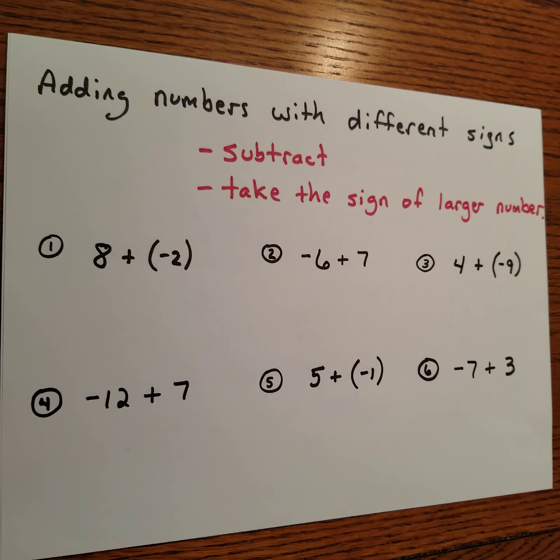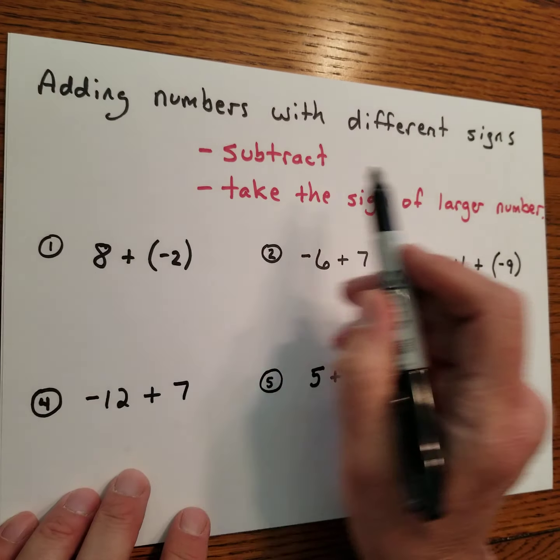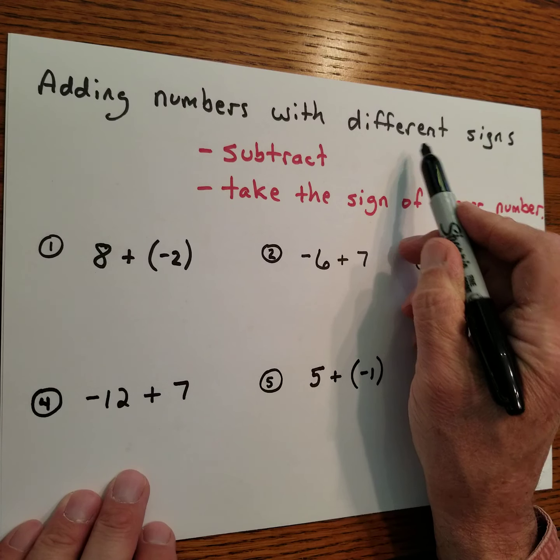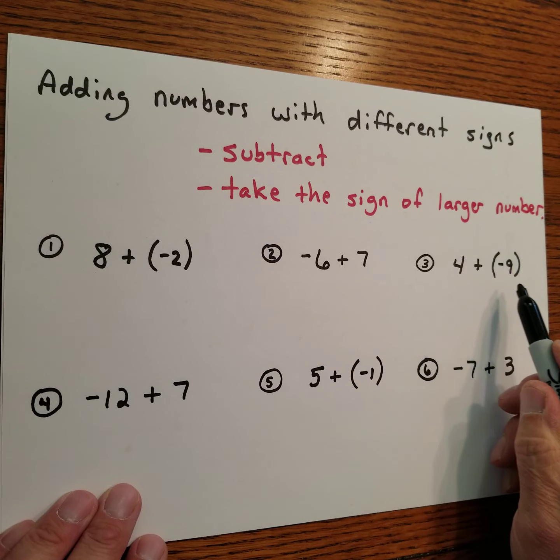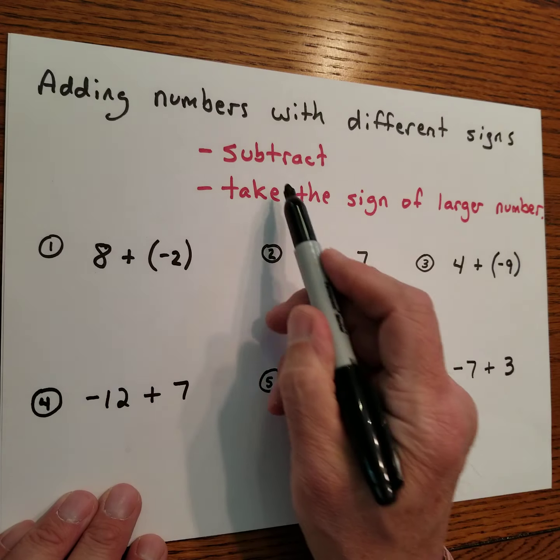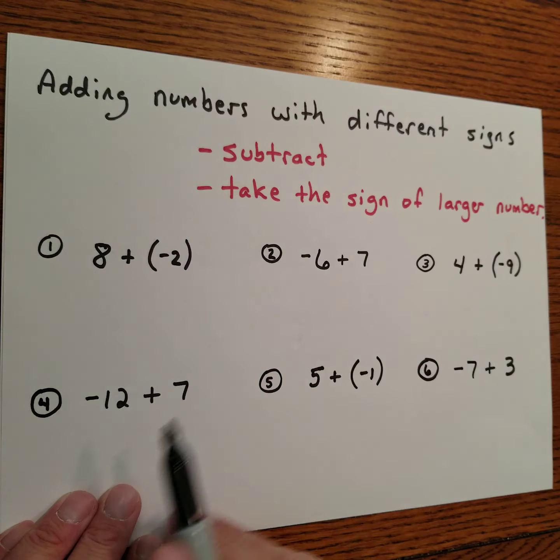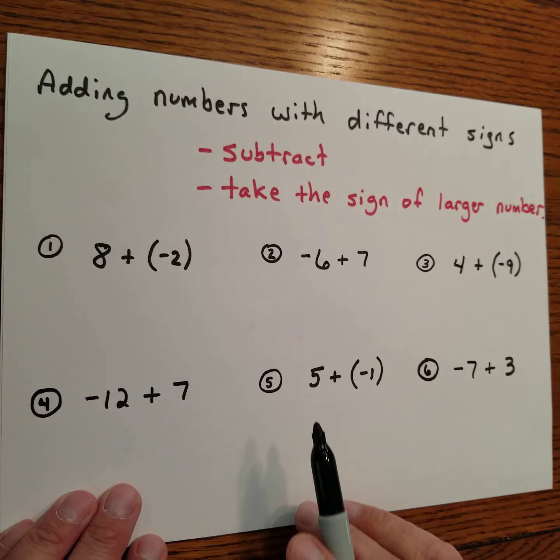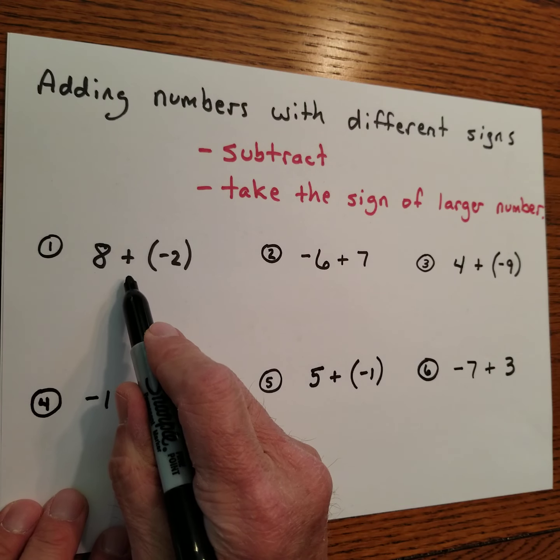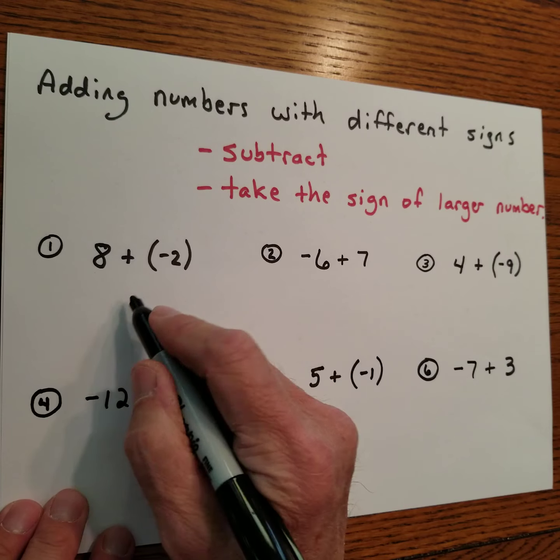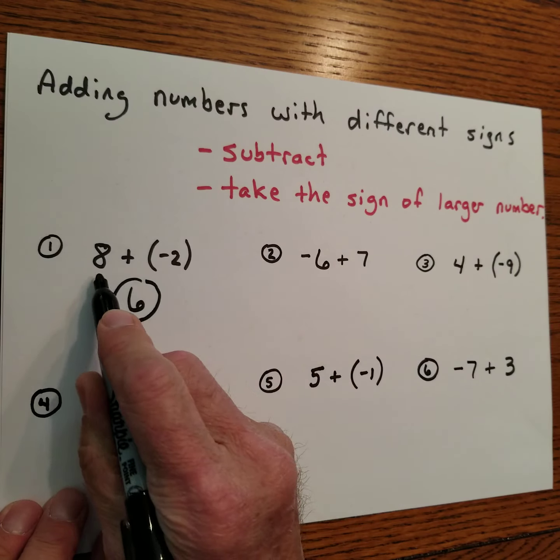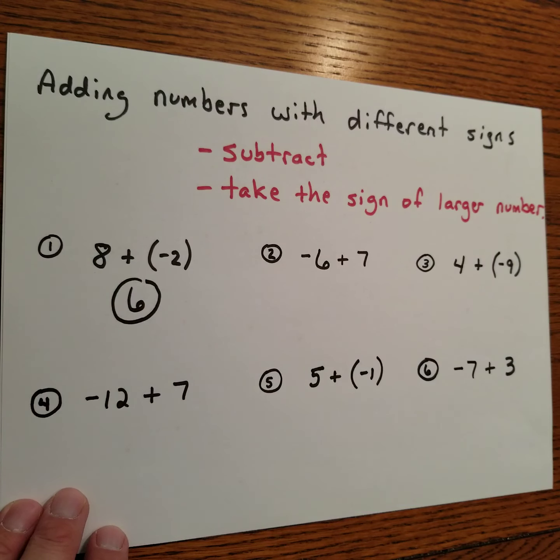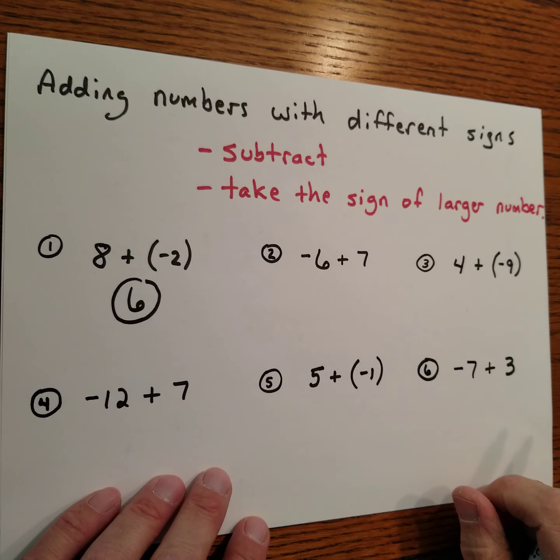Here's our chance to practice problems where the signs are different. One positive, one negative. One negative, one positive. If you've got a positive and a negative and you're adding, you subtract the numbers and take the sign of the larger number. 8 is bigger than 2, so we take the sign off of the 8 and it's positive.